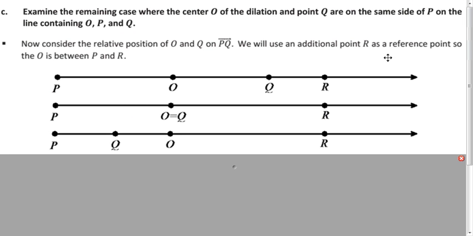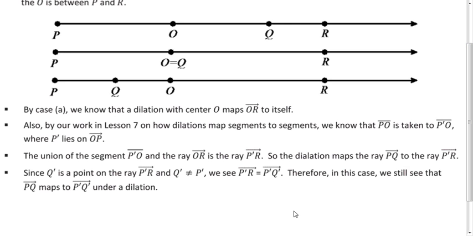And here, our last case is when the center is in between P and Q, or the center is equal to Q, or when Q is between P and the center, what happens? Well, you can read through the details, but it turns out that you get a ray just like you would expect.